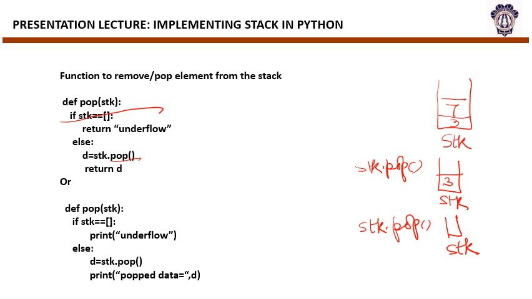And if you don't want to return a value from the function, you can simply write this. If stack is empty, print underflow, else store the returned value of pop and then print popped data is equal to d. So either you can return the value from the function, or there's a second way of simply printing the returned popped value. Option is yours. When nothing is mentioned in the problem, you can either return the value or print the popped value.